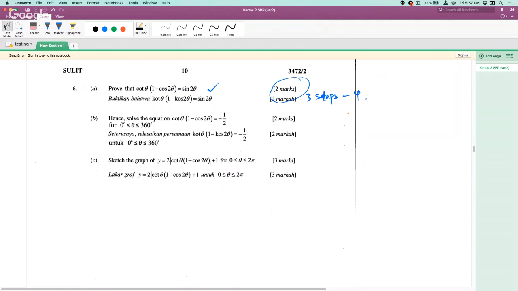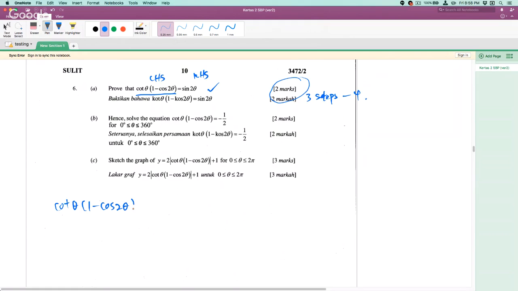So over here, a lot of students ask me, should they choose the right-hand side or the left-hand side? I always ask my students to choose the side with more information, which is the left-hand side in this case. Because if you choose sine 2 theta, it's very hard for you to change it back to the left-hand side. So in this case, I will choose cos theta over 1 minus cos 2 theta.